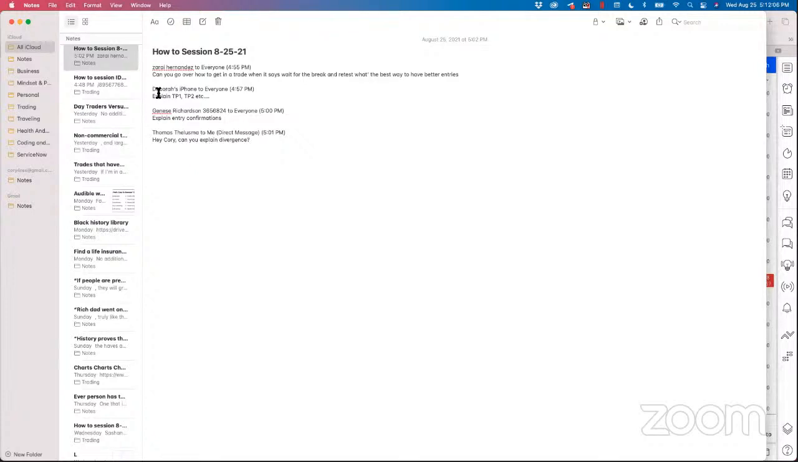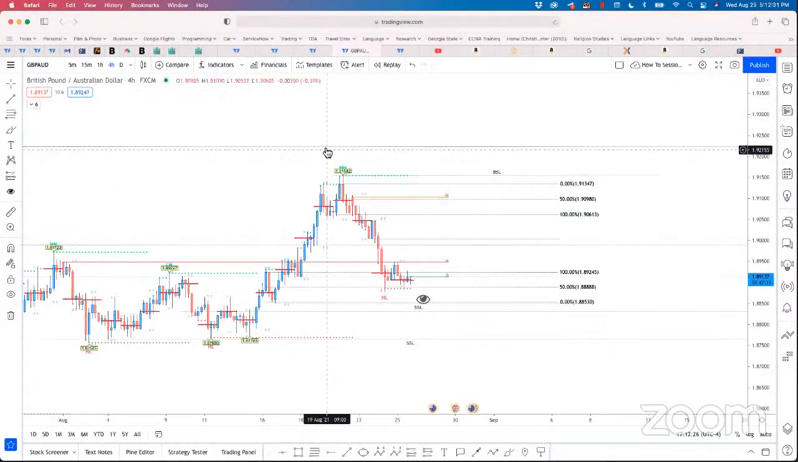What's the best way to have better entries? Deborah, you asked about explaining TP1, TP2. Explain entry confirmation, that's pretty much the same thing as what Z was asking about. And then Thomas asked about divergence. Okay, cool. So these two are pretty much the same, but I'll explain some different things.